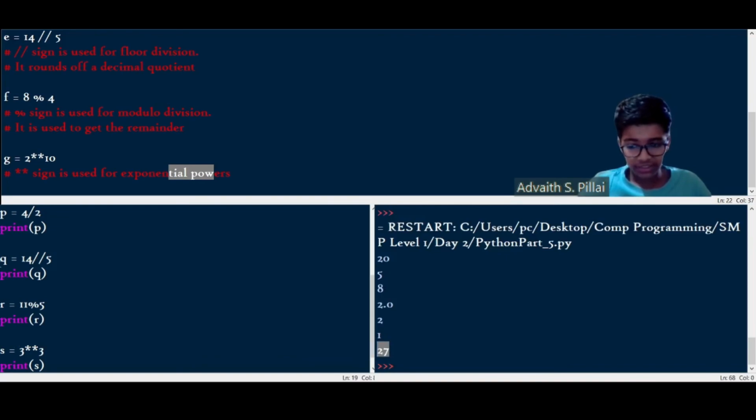3 cubed is 27. Okay guys, so that was it for today's video. This was the arithmetic and exponential operators, part 5.